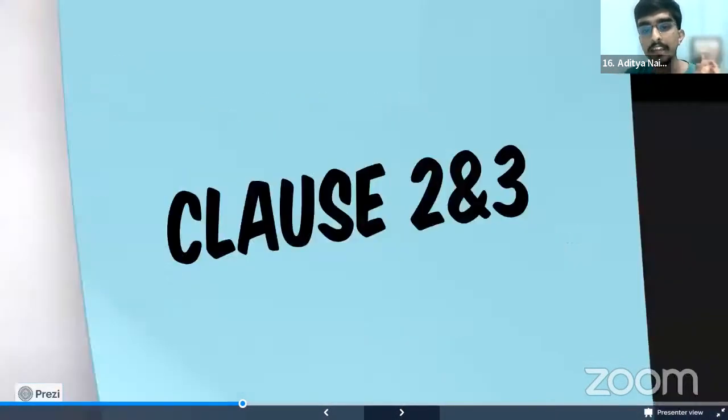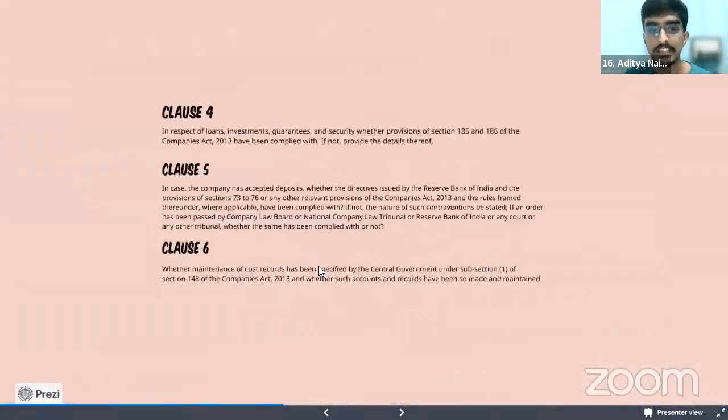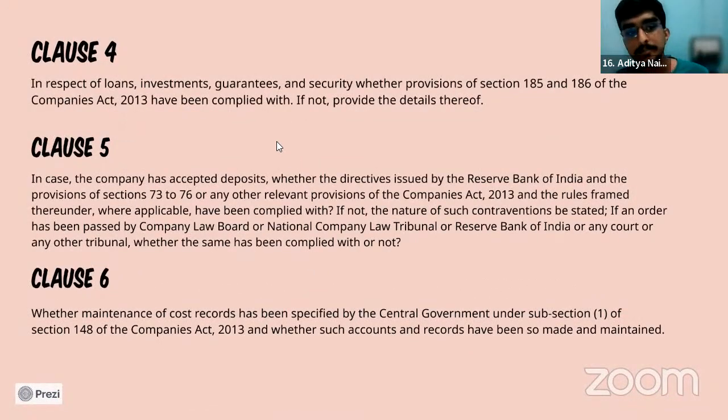Well, moving ahead, clause 4, 5, and 6. Well, in respect of loans, investments, guarantees, and securities, whether provisions of section 185 and 186 of the Companies Act have been complied with or not. So what is section 185? It is the section that relates to whom the company can give the loans and cannot give the loans. Section 185 is the section that deals with whom the company cannot give the loans, and section 186 specifies the limits till which the company can give the loans to specified personnel.